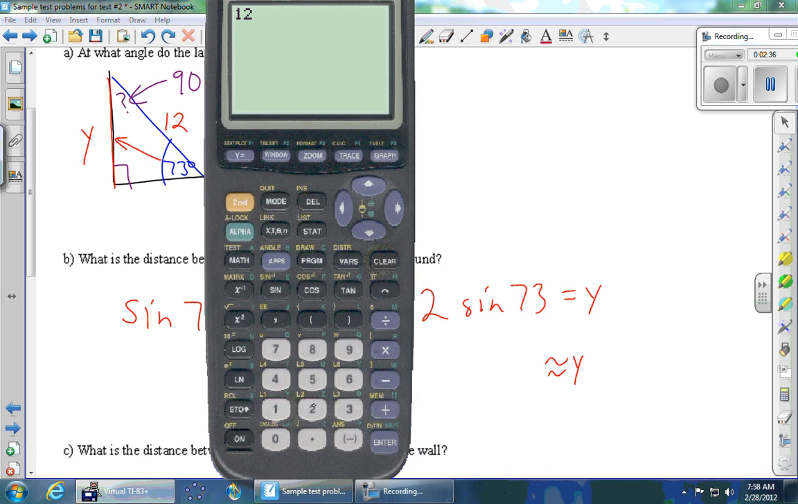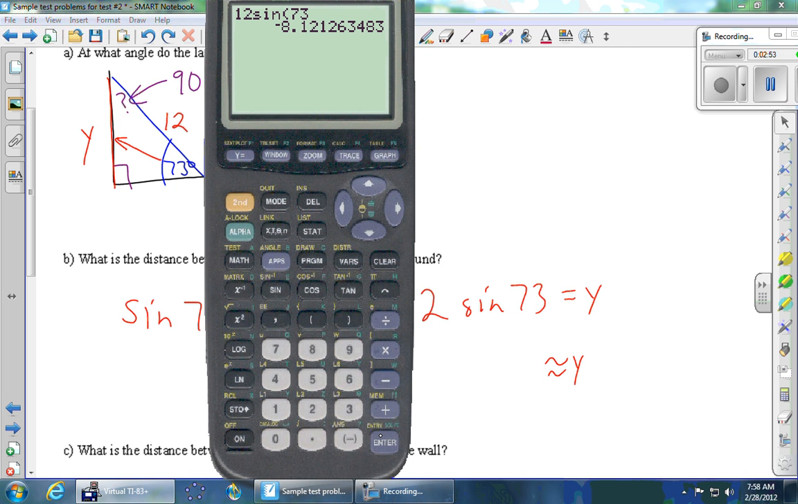So 12 sine of 73 is negative 8.12. Let's see, what units are we in? I guess we're in feet. So the vertical is negative 8.12 feet. So we made a mistake here, at least I've made a mistake here.